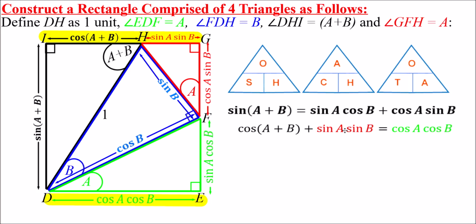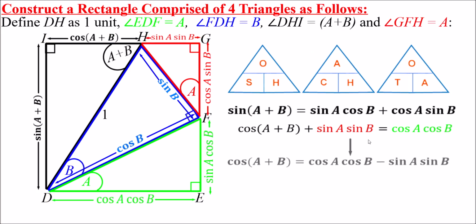So like I say, if we take away sin A sin B from both sides, what we'd get instead is cos(A+B) is cos A cos B minus sin A sin B. And that's our second key result as an equation. So I just need a bit more space here, so I'm just going to shunt this result up ever so slightly like so.